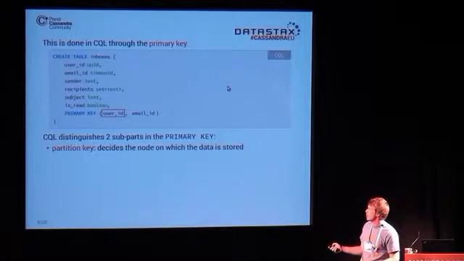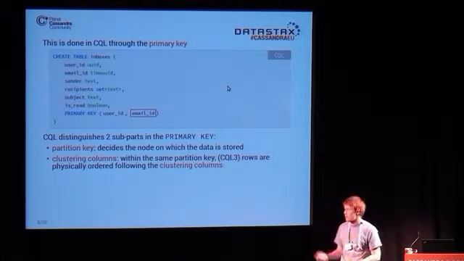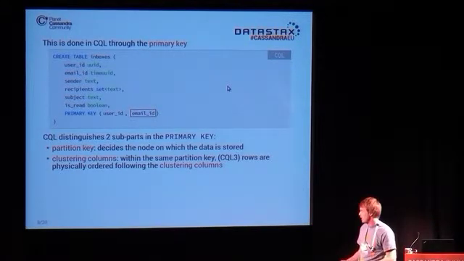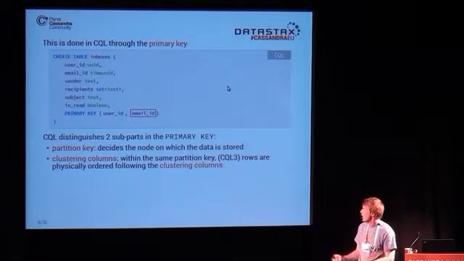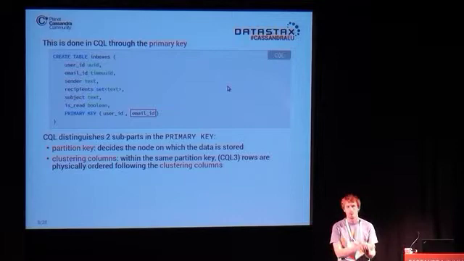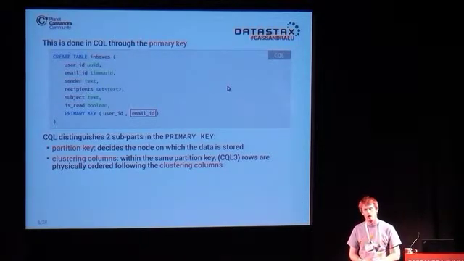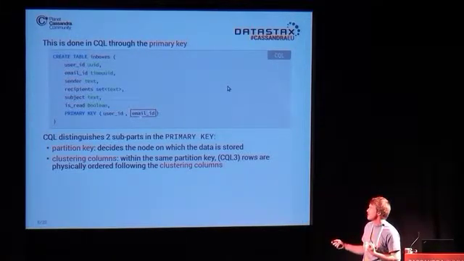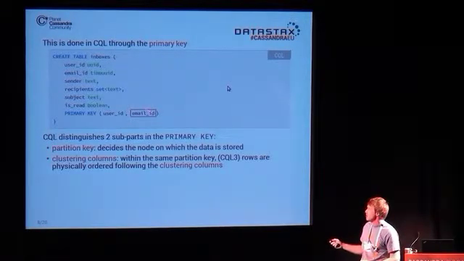You have a second component that's the email ID, and that's what we call the clustering column. Actually, you can have more components in the primary key if you need to, so you can have more than one clustering column. But what the clustering columns do is that within a partition, for the same partition key, they tell you how data is sorted on disk. In that case, for a given user, all his inbox email will be sorted following the email ID.